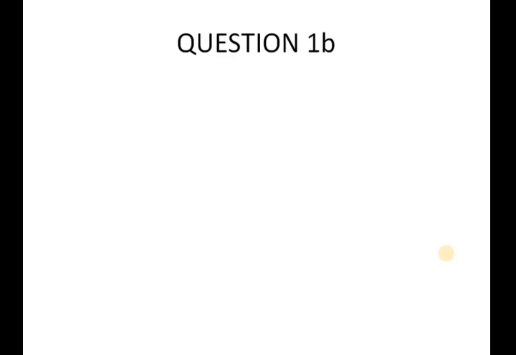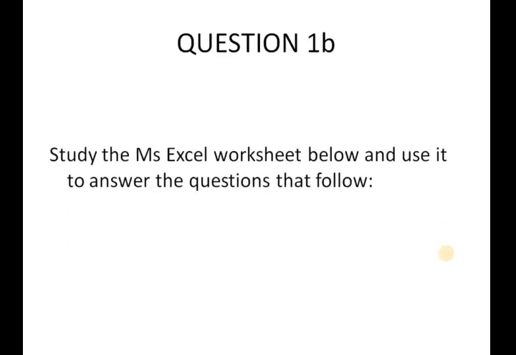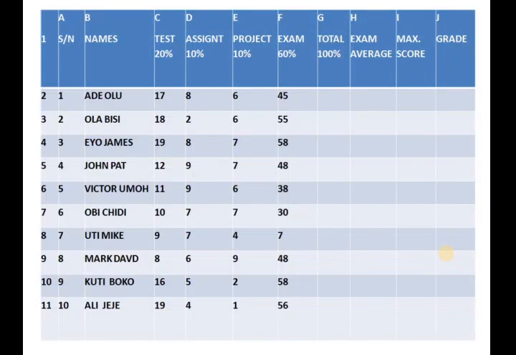Question 1B. Study the MS Excel worksheet below and use it to answer the questions that follow. Now look at the MS Excel. Looking at it, you have the number of columns and the number of rows. Now you have the columns A to J.